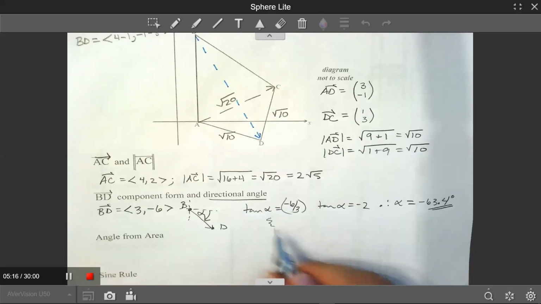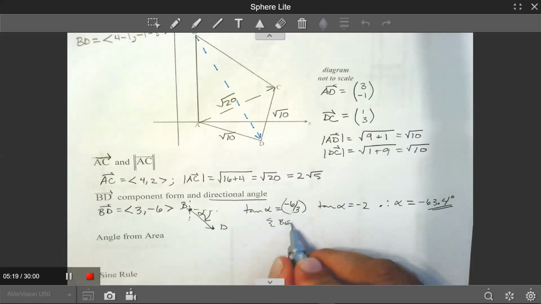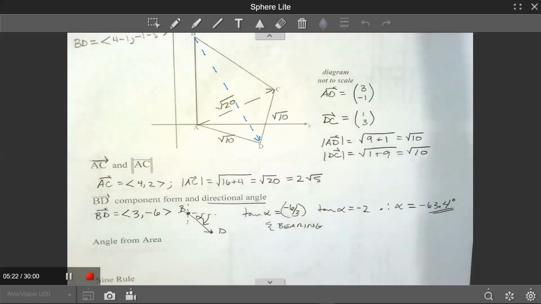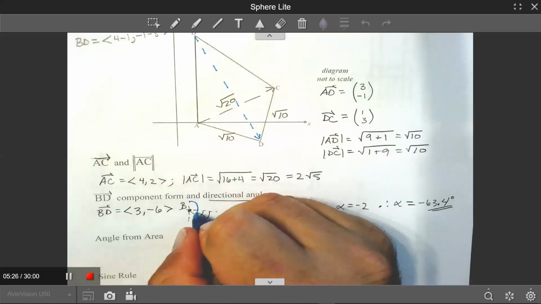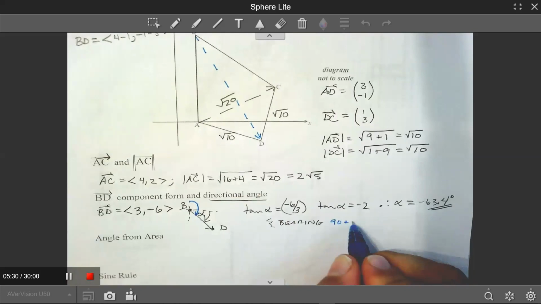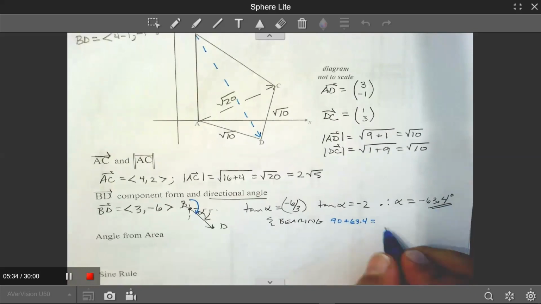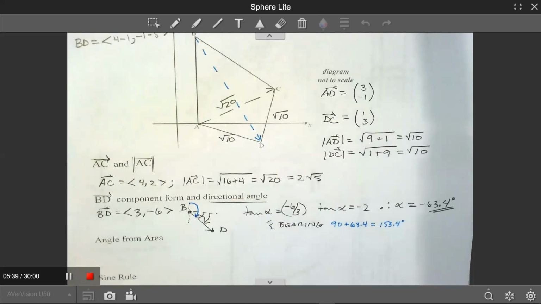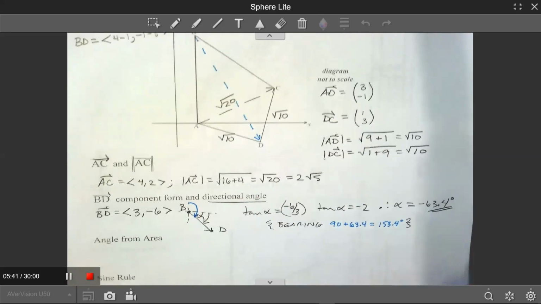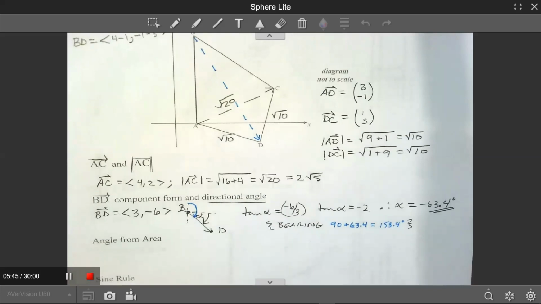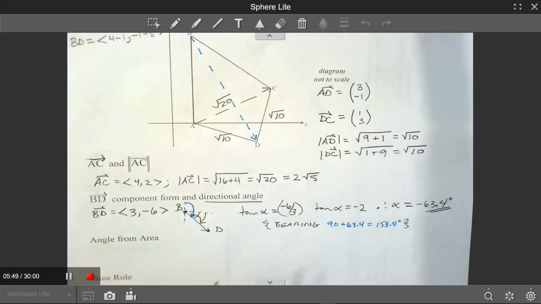Note that that's the directional angle. If we were to ask about the bearing, it would actually be to go from north all the way around. So the bearing would be 90 plus 63.4, which is 153.4 degrees. So you always want to be careful about what's being asked, and which direction am I measuring from? Okay. Now, what if I want to find an angle from an area?